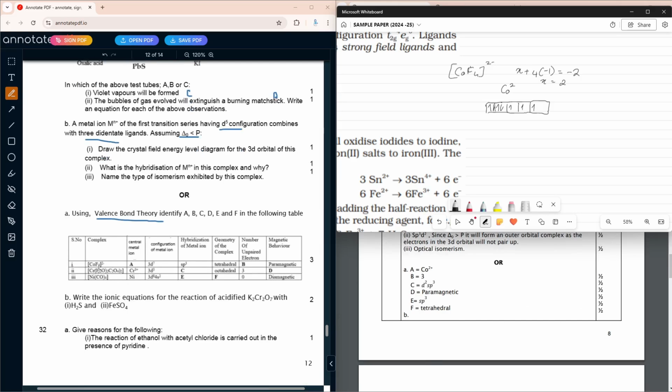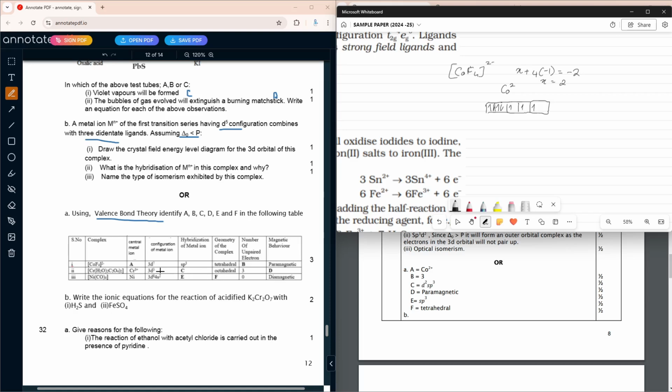So the next question is related to this particular complex. We need to figure out the hybridization of the metal ion. Over here you have C2O4 twice, and C2O4 is a bidentate ligand. So it's going to form 2 bonds with the central metal atom. So you have a total of 6, right? So that's going to be an octahedral complex, which is also given over here, I guess.